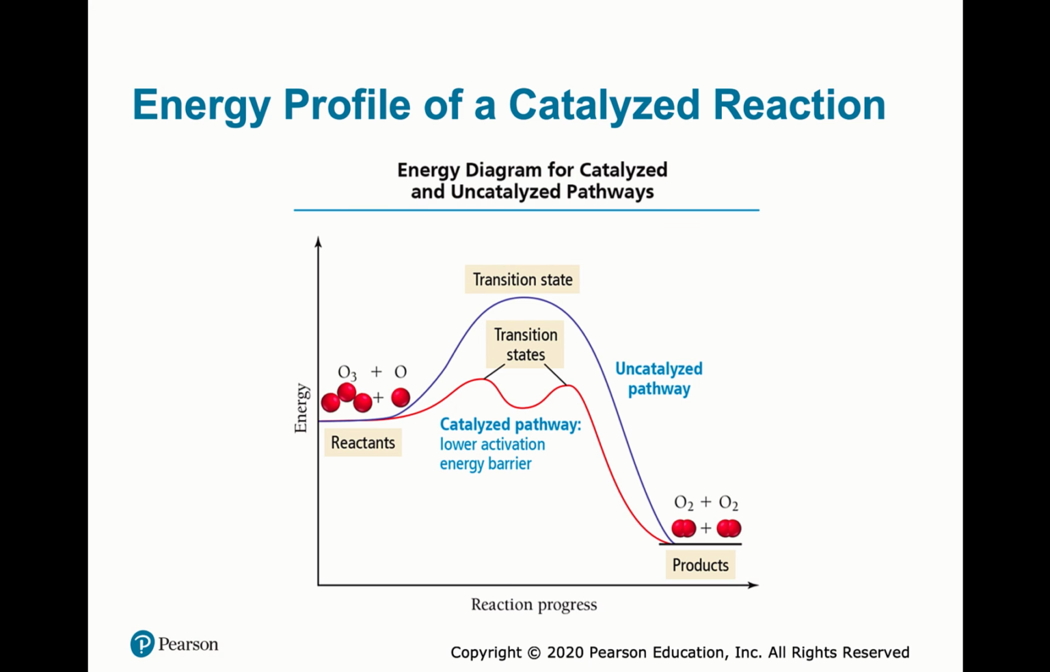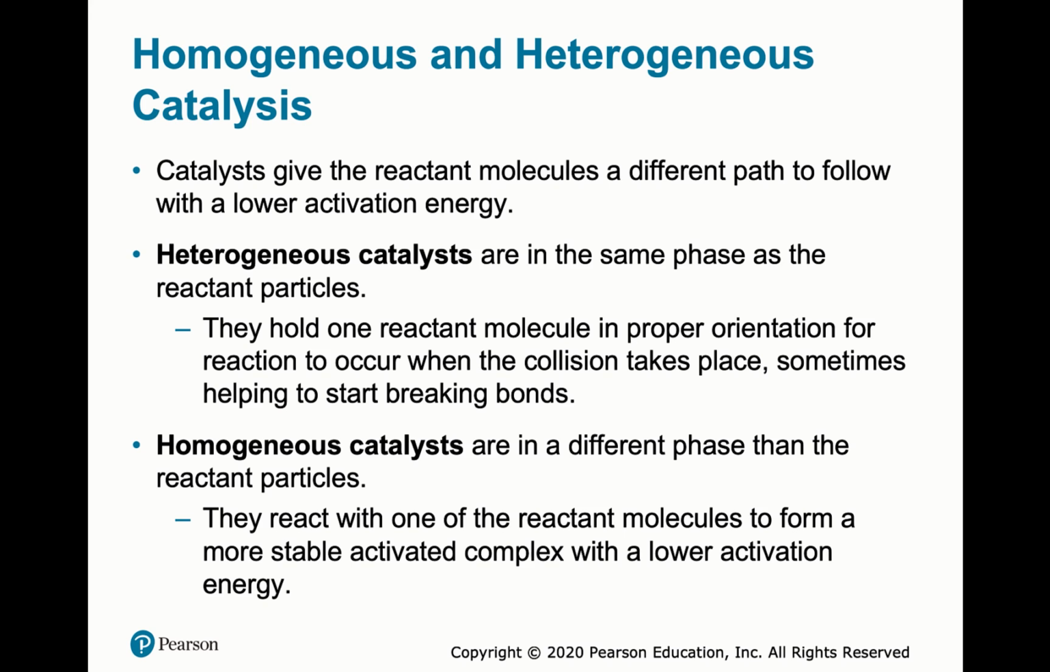Looking at a chemical reaction here, the y-axis is still potential energy, the x-axis is reaction progress. Ozone depletion is not something that's desirable, but the transition states are decreased for a catalyzed pathway. It's easier for the reactions to get to the products.